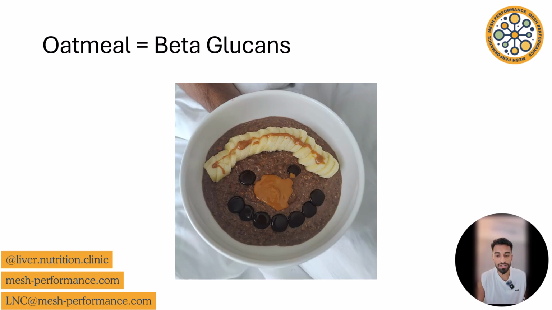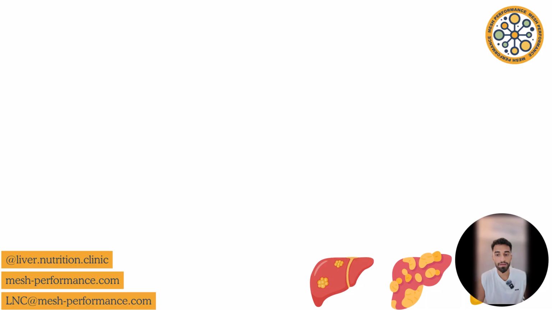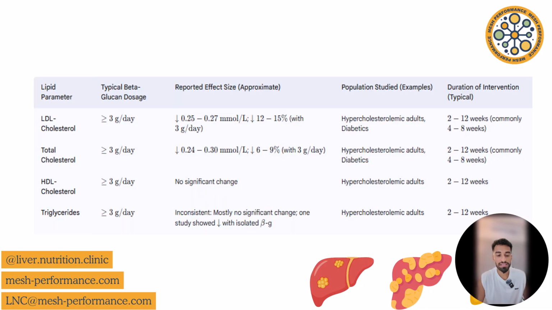So what does the current evidence say? These studies looked at the inclusion of beta-glucan, which is in oatmeal, and they added it to people's diets. These studies mainly looked at people who had high cholesterol and were also diabetic, and these studies looked at people with just high cholesterol. The studies ranged from 2 to 12 weeks. Most of the participants stayed in the study for 4 to 8 weeks.